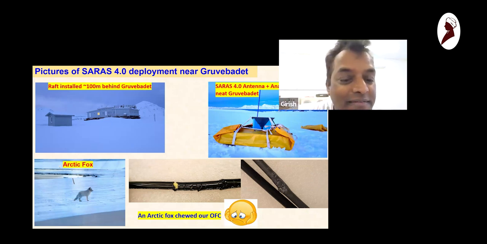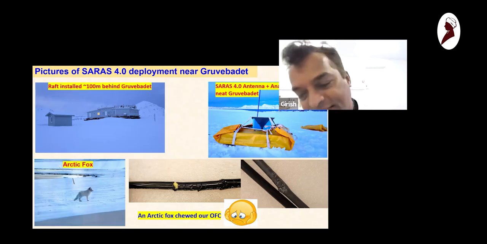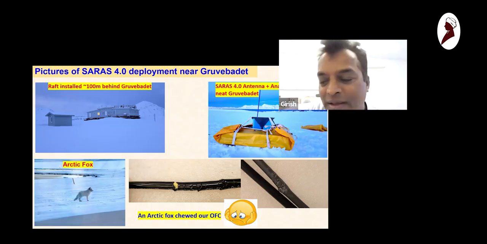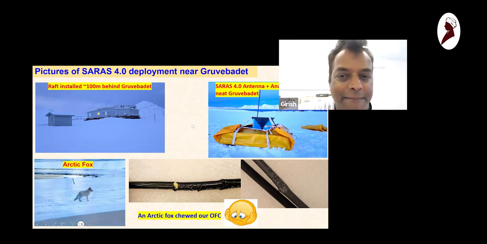And here, at the time we were deploying the analog antenna and analog receiver with the raft, there was knee-deep snow, and we had to carry this analog receiver, which weighs roughly 25 kgs. We would take turns to carry it, and we had our own ways of trying to move it from the Gruevada lab to the site where it is currently deployed.